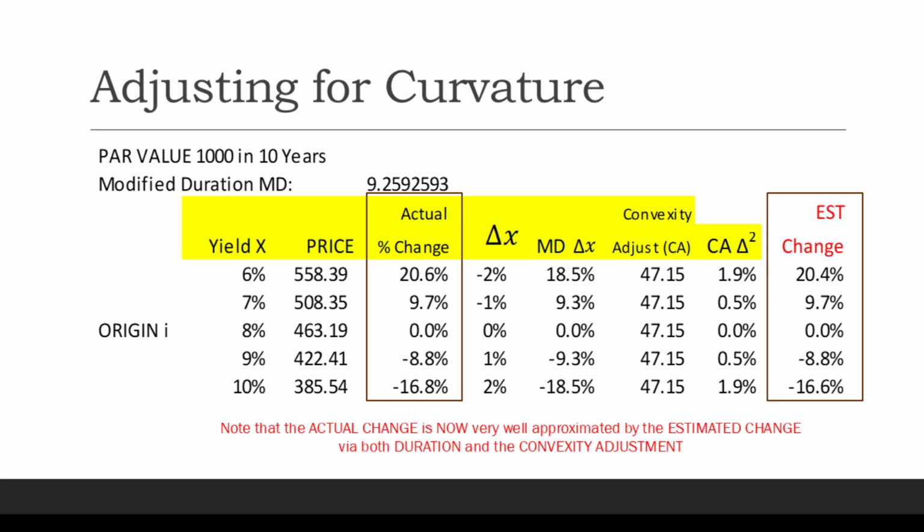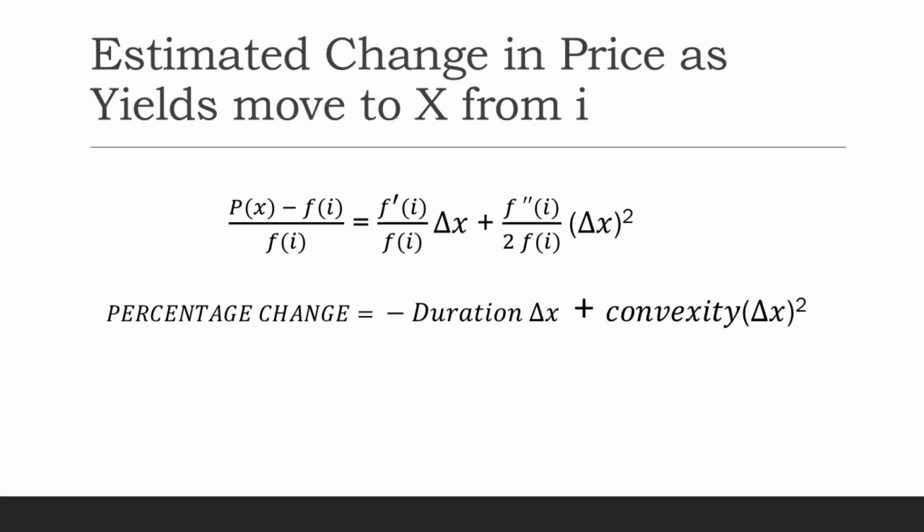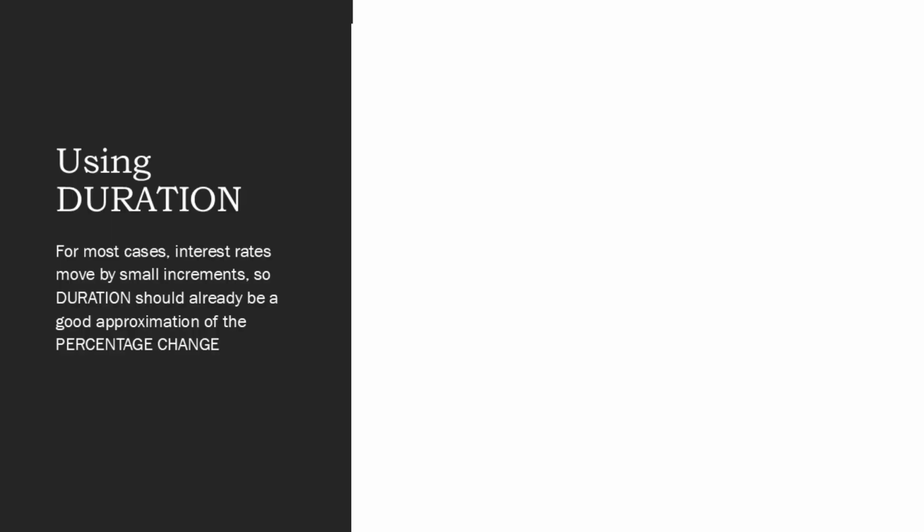Or it's negative 16.8% if interest rates move up by 2 percentage points. And the estimate is negative 16.6%. So it's quite close, and therefore the convexity adjustment is quite useful, especially for big changes in interest rates. Therefore, your estimated change in price as yields move to x from the initial yield is really given by this formula over here. Now, for most cases, interest rates move by small increments, so duration should already be a good approximation of the percentage change.